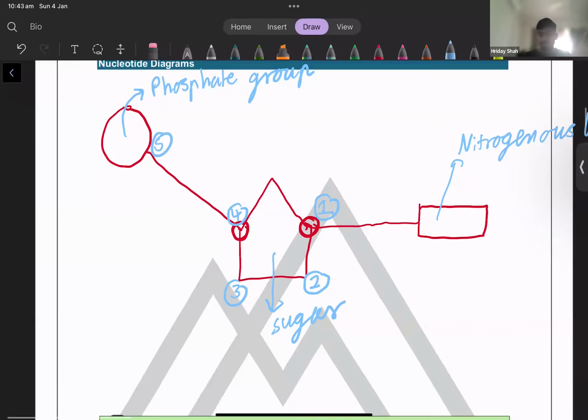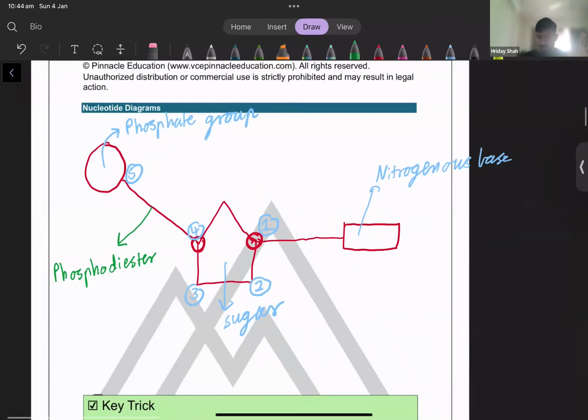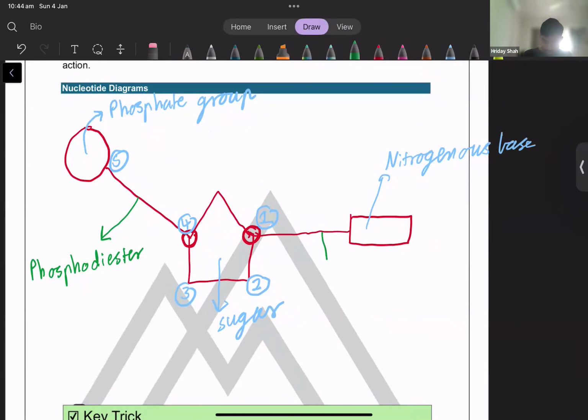Now, in terms of the bonds themselves, this bond here that's connecting the phosphate group to the sugar is termed a phosphodiester bond. The bond that is connecting the nitrogenous base with the sugar is termed a glycosidic bond. So what we've drawn now is a basic nucleotide.